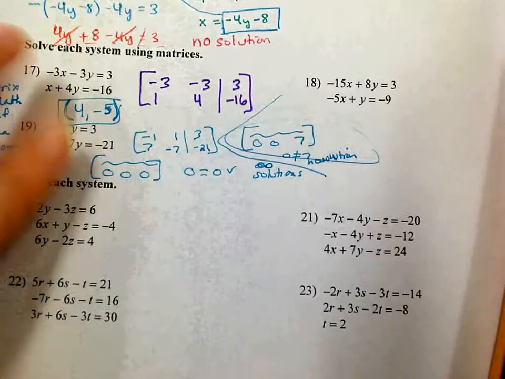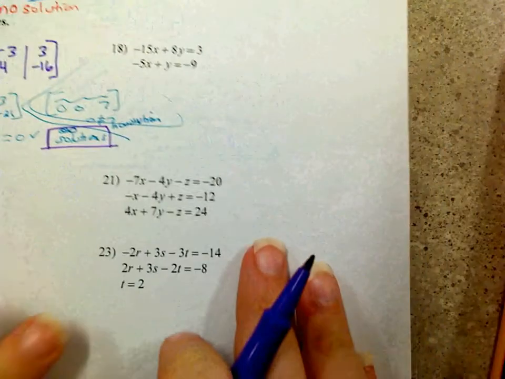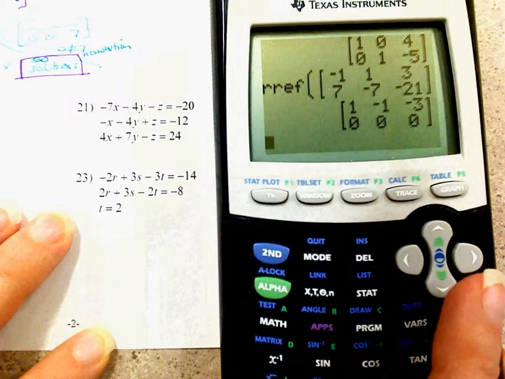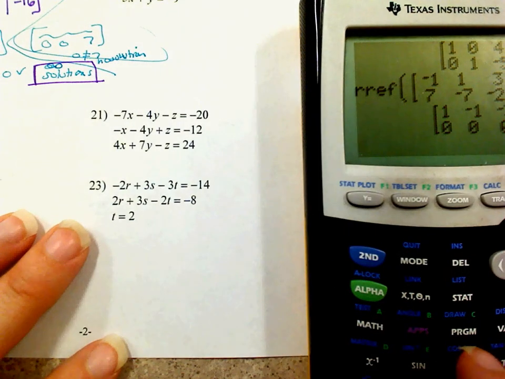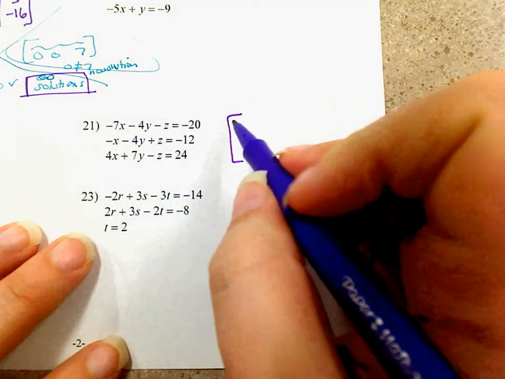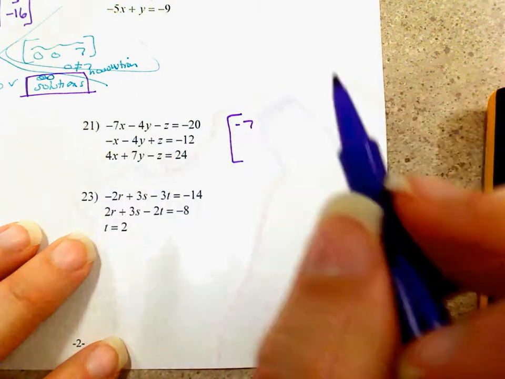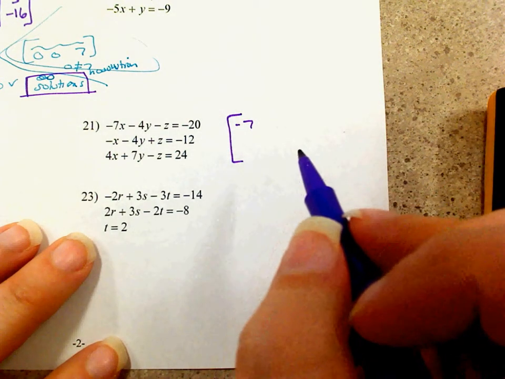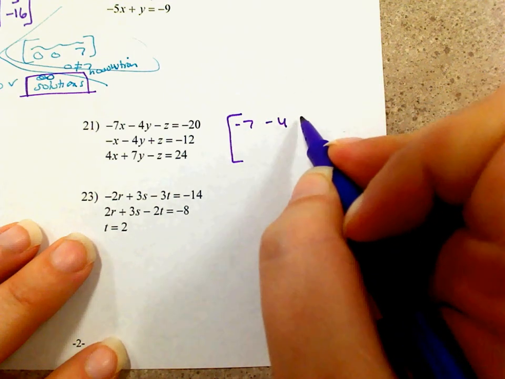Alright, now I need to do 21. Is everything in order? X, Y, Z, X, Y, Z, X, Y, Z? So I just need to type it in, right? First I'm going to write down the matrix, then I'm going to enter. What numbers? Guys, when I'm looking at your review to make sure that you've done all the work, I'm going to be looking for them in these matrices, so you better write them down. Negative 7, negative 4, negative 1, and negative 20.